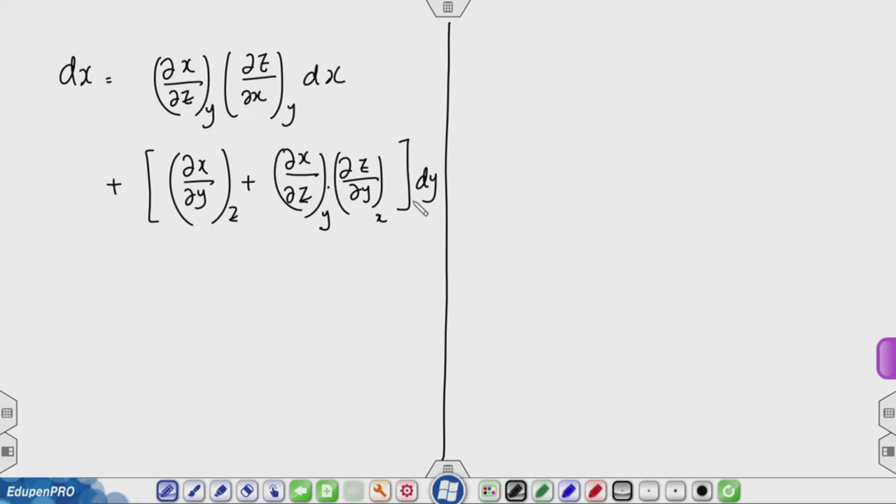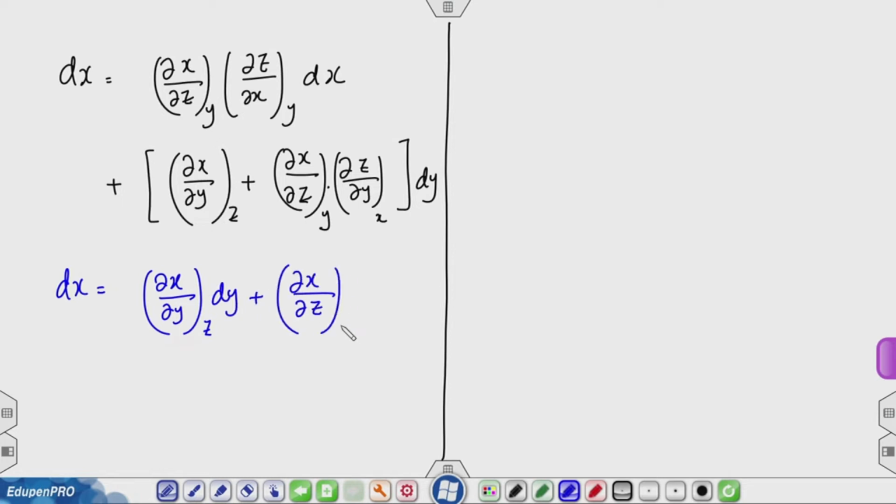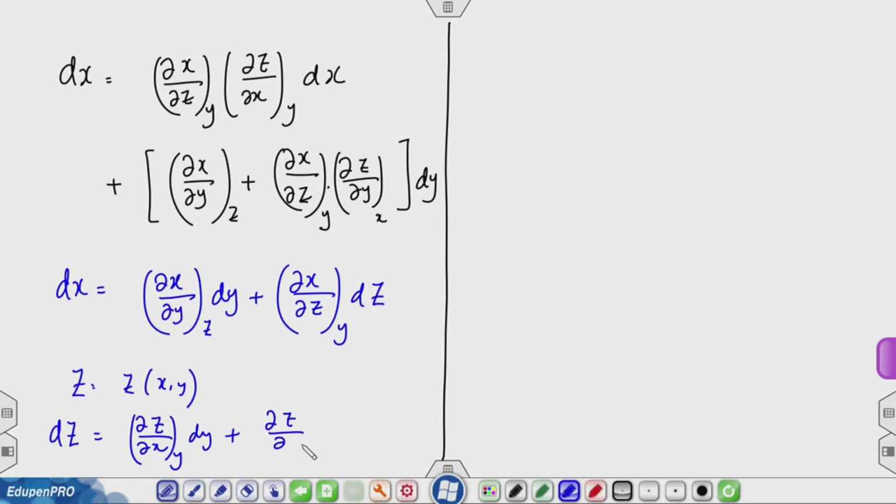So let me just go over what I did just now. What I did was took dx to be partial x, partial y, constant z, dy plus partial x, partial z at constant y, dz, and then took z to be a function of x and y, writing dz equals partial z, partial x, y, dx plus partial z, partial y, constant x.